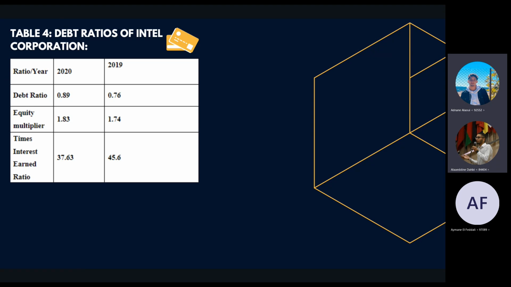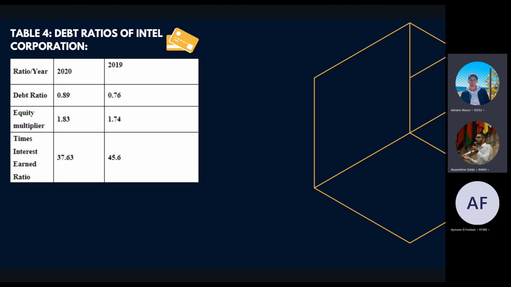So the debt ratio of Intel Corporation, as we can see in the table, was calculated between 2019 and 2020. We can notice that the debt to equity ratio increased by 17%, and this can be explained by the remarkable increase of liabilities by 22%, and the increase of the stockholders' equity by 5%.